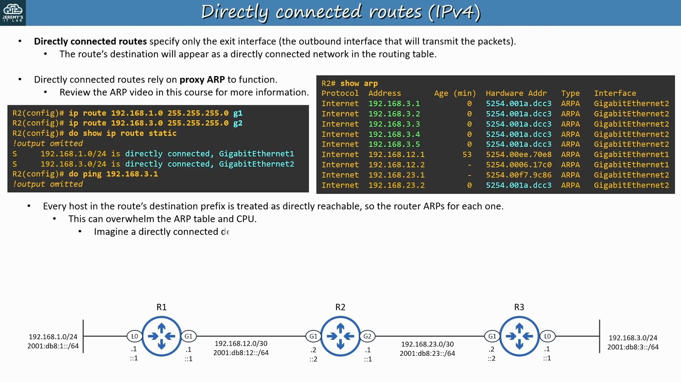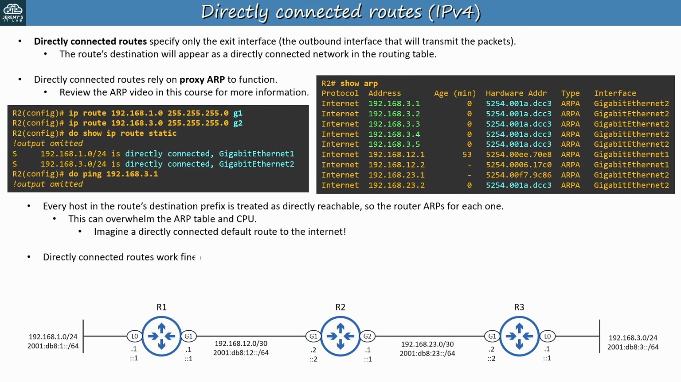But imagine a directly connected default route to the internet. The router would think that every single host on the internet is directly connected, and that definitely has the potential to cause problems. The router would create an ARP table entry for every destination on the internet.